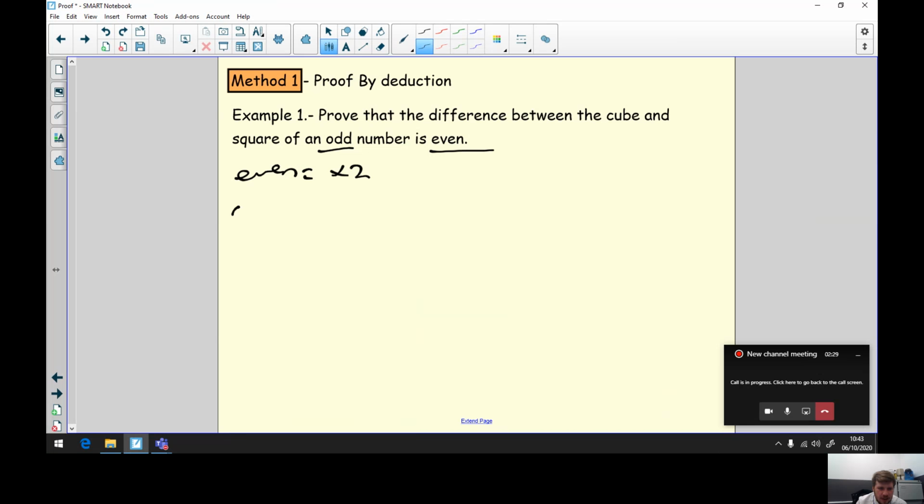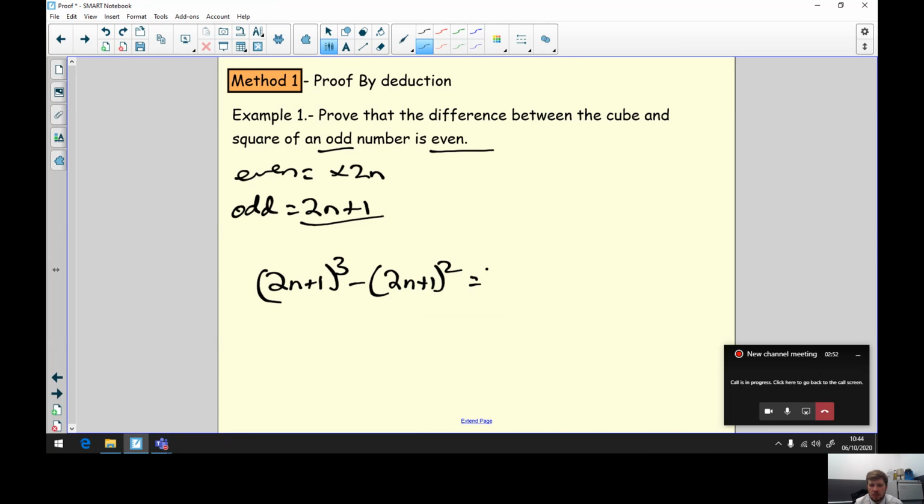We can say that if an even number is a multiple of 2, an odd number is going to be a multiple of 2, and then add 1 to make it odd. So we've defined what an odd number is. An odd number cubed is (2n+1) cubed, and if I take away (2n+1) squared, I need that to be some multiple of something. I don't know what it is yet, but that's my end goal.